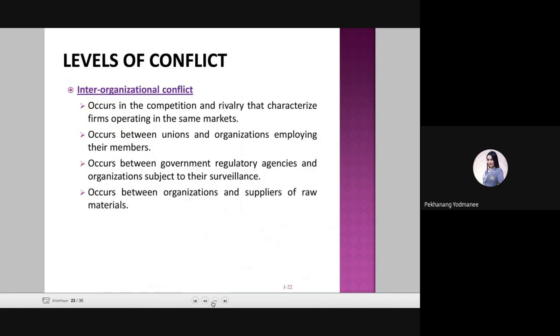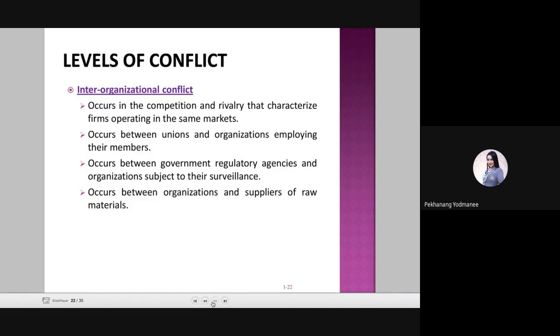And this is the last process, the last conflict level type. This is the new one from the new research that we find: inter-organizational conflict. For the traditional conflict levels, we just study conflict in groups, in family, in your real life.